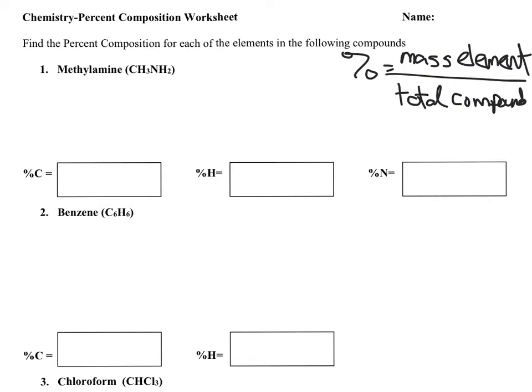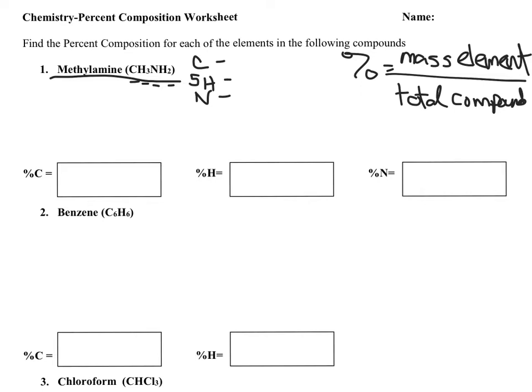All right? So if you look here at methylamine, we have carbon, 3 hydrogens, 1 nitrogen, and 2 hydrogens as well. So there's 1 carbon, there's 5 hydrogens, and there's 1 nitrogen. We can figure out the mass of all of those by just looking at the periodic table.